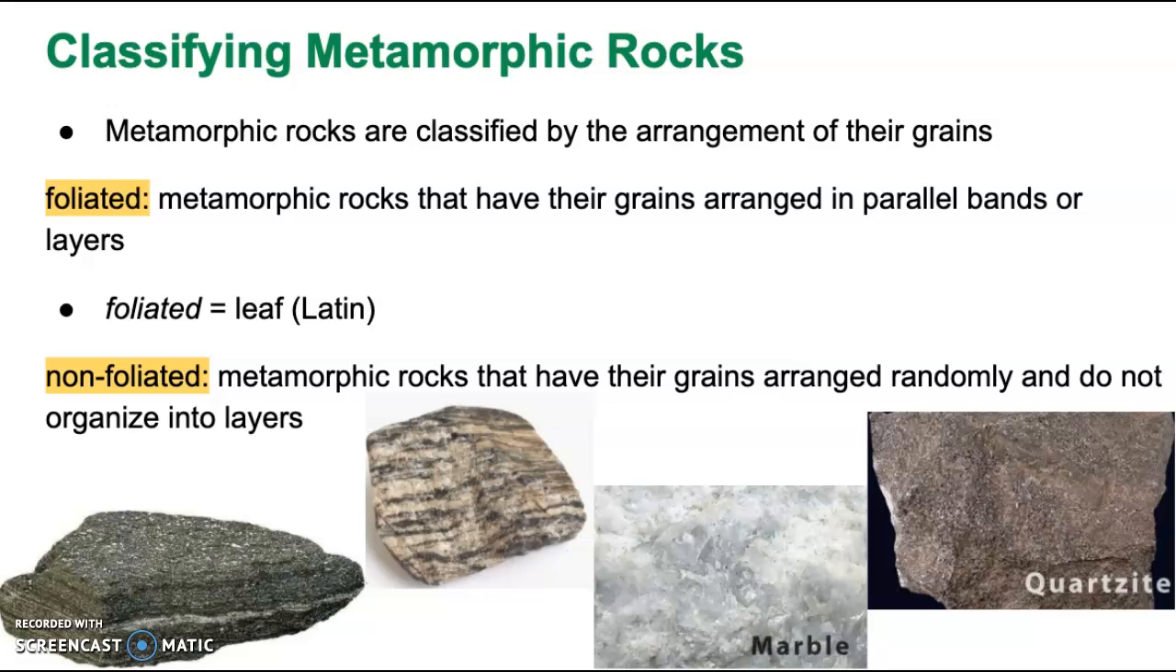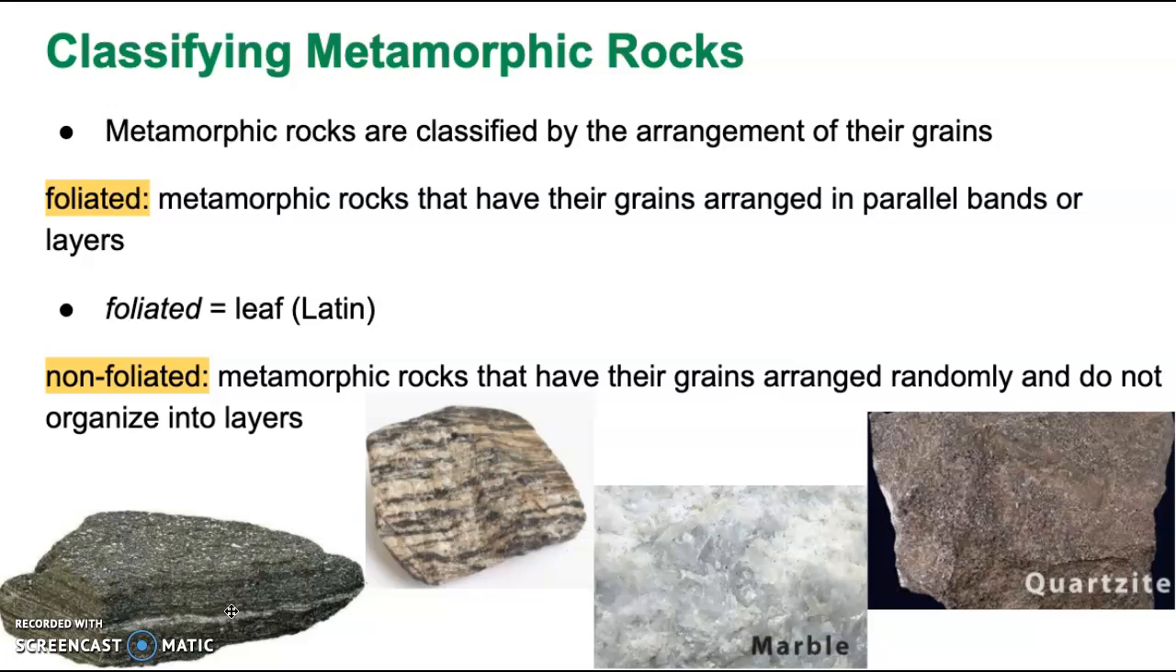The way that these grains, these particles or crystals that make the rock up, are arranged will tell us about what kind of metamorphic rock we're dealing with. Here are those terms again from our bell ringer slide. A metamorphic rock is either going to be foliated or non-foliated. Remember that if it's foliated, we're going to see those grains arranged in parallel bands or layers.